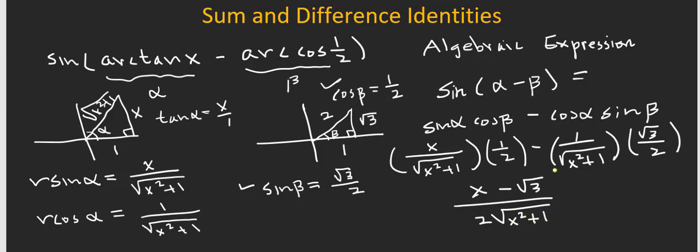Now, this is your final answer, but in the book, they might have simplified. The book does not like a radical on the bottom, so they might have multiplied the top and bottom by radical x squared plus 1, and you should know how to figure that out. So this was my last example for sum and difference identities part 1, and we'll work on more problems in part 2 next time.